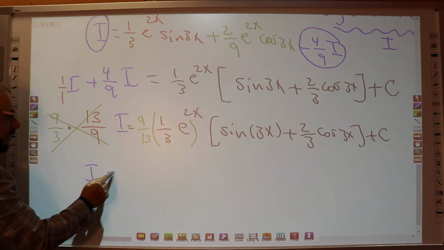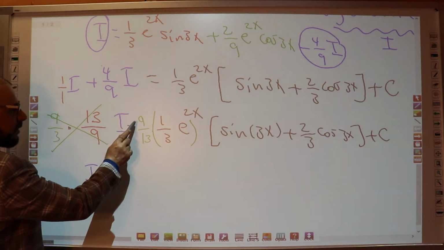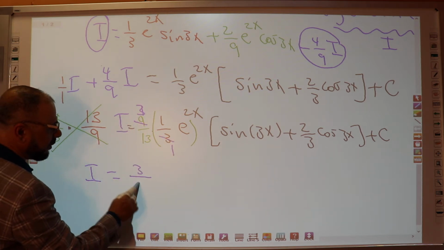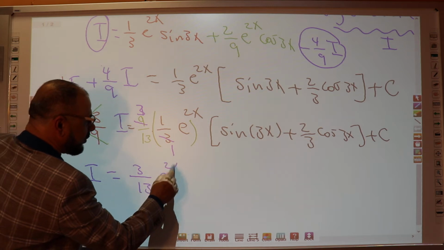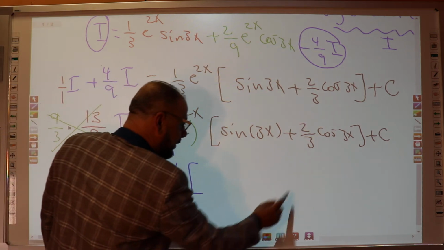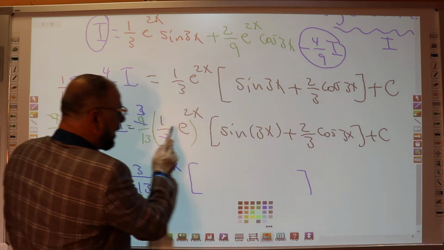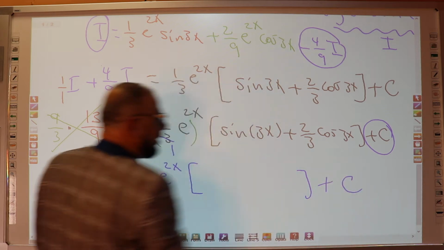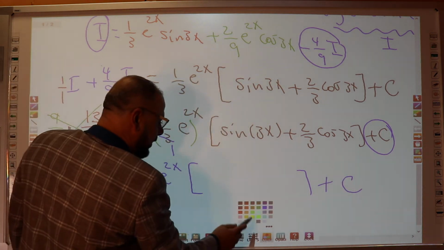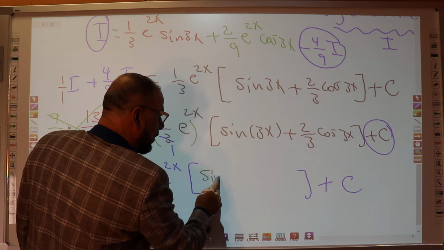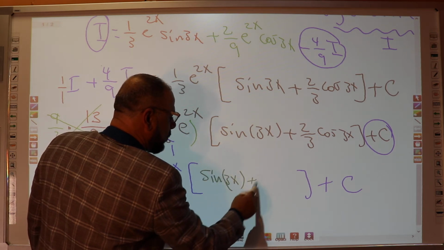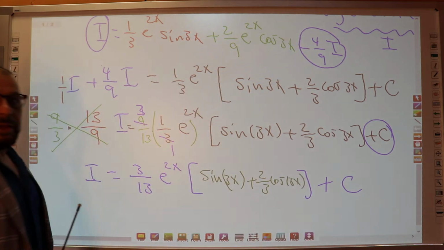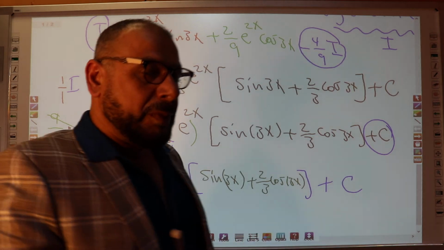I equal 9, this cancels this, 1, 3 I mean, and this one, then 3 over 13 e to the 2x sine 3x plus 2/3 cosine 3x. Whenever you multiply the c, the constant by a number, still c. I don't care, still c. It's still constant. Okay, good? Good.